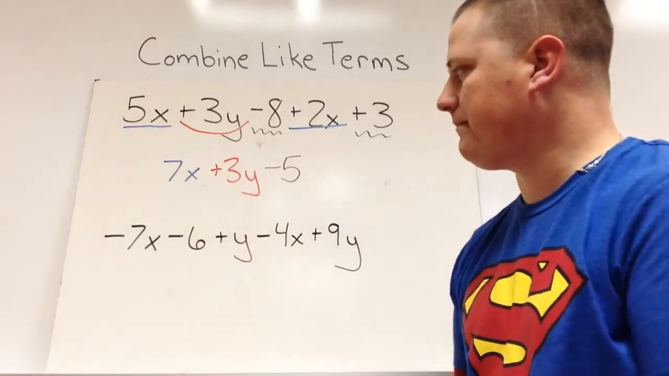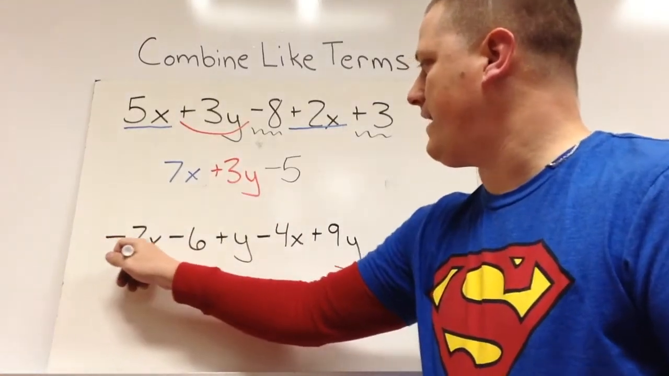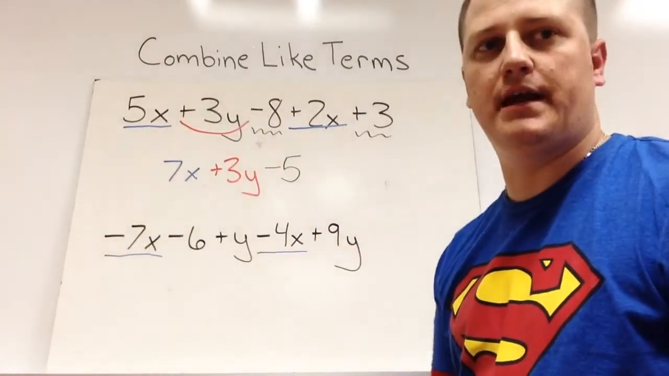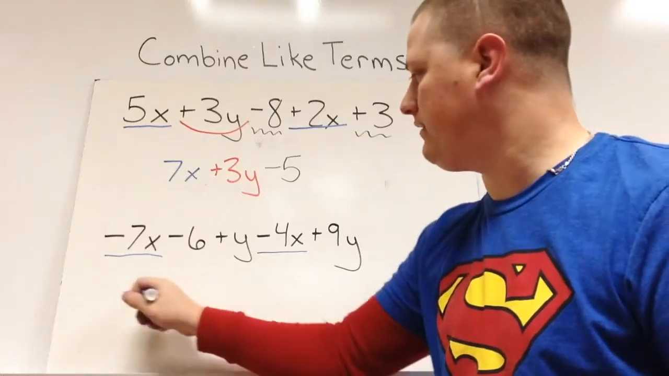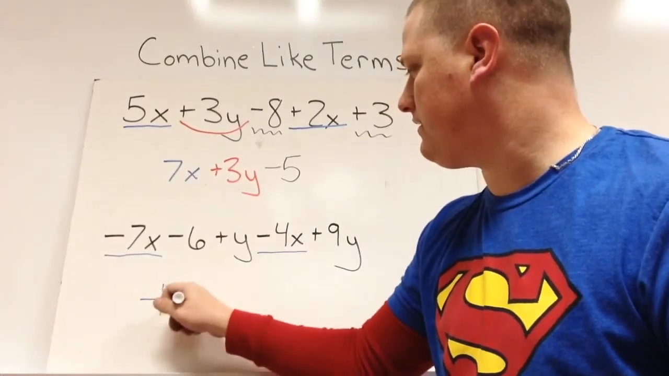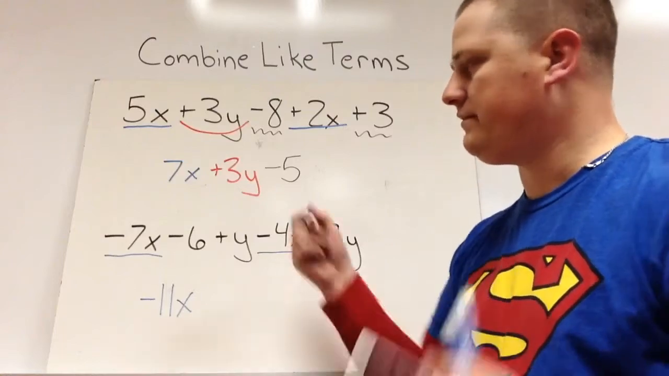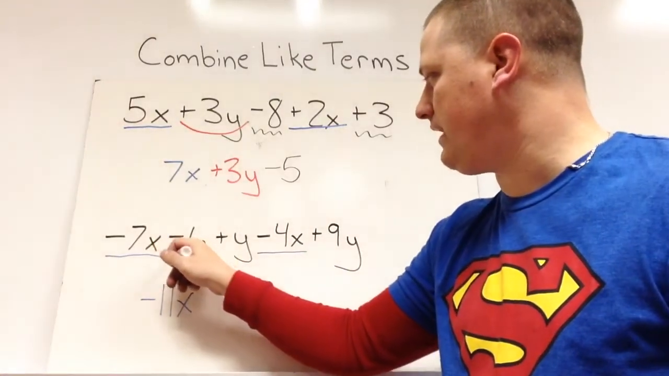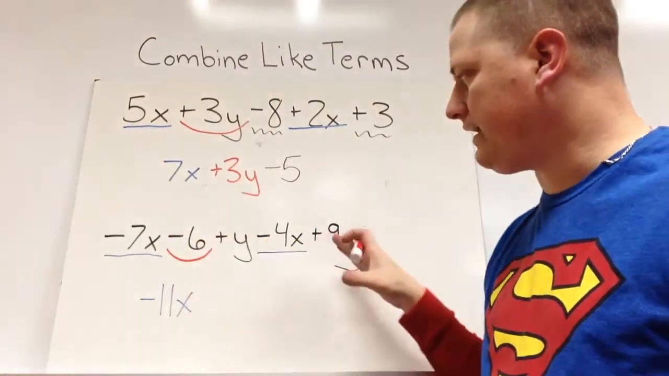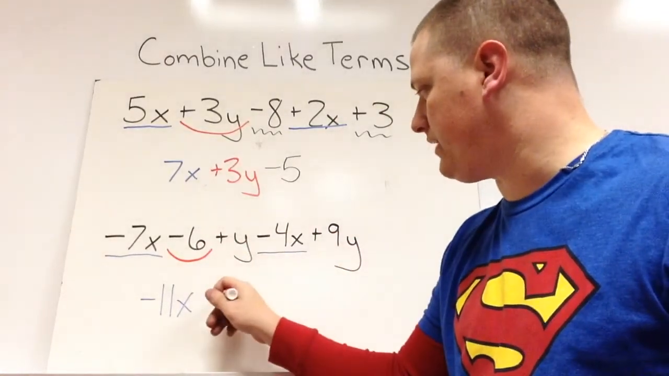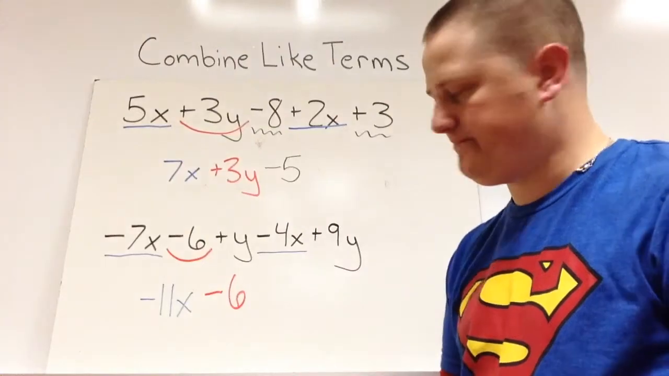Start with blue again. I have negative 7x and negative 4x. Negative 7 and negative 4 make negative 11x. Okay, this time our next one is negative 6. Are there any like terms with negative 6? There aren't, so we just bring negative 6 down.